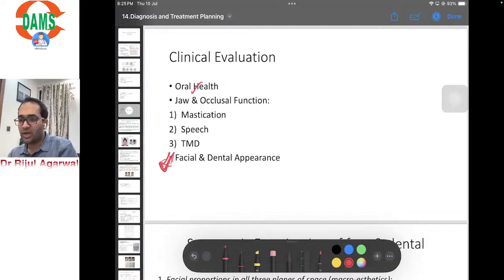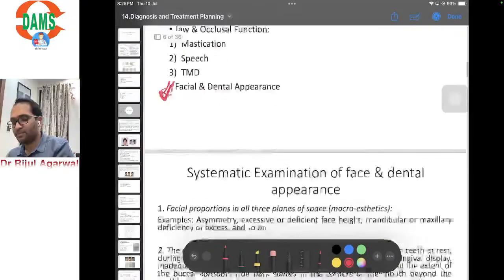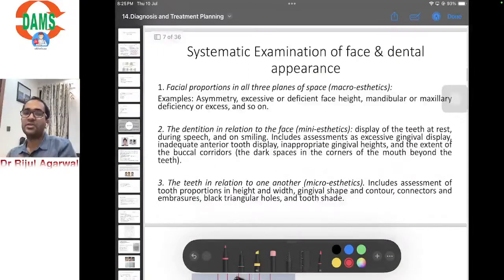Mastication, speech I have already discussed, speech and malocclusion. Mastication, prosthodontic part, and TMD surgical part. Okay, so this is a basic diagnostic clinical evaluation which is done for every patient, irrespective, whenever the patient walks into your dental operator. So beginning with the systemic examination of face and dental appearance. In orthodontics it is divided into 3 parts: macro, mini and micro aesthetics.